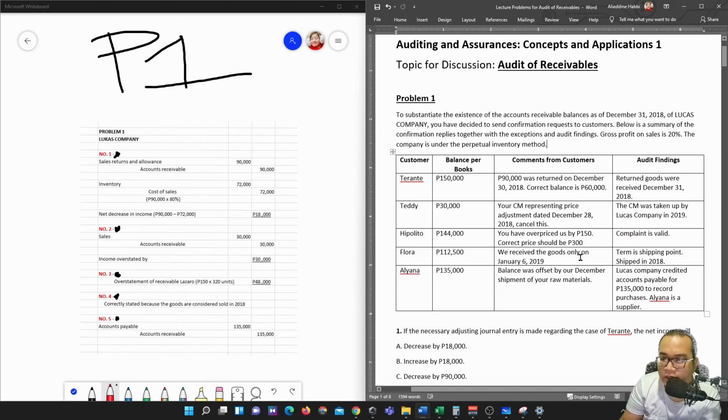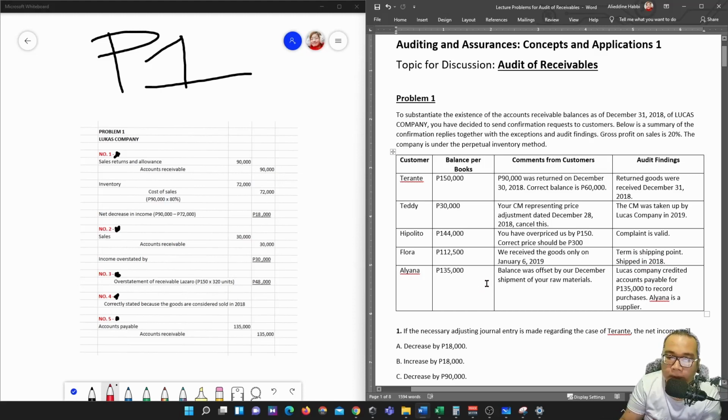Yeah. Flora, same. We received the goods only on January 6, 2019. So sinasabi ni Flora, hindi yan pang 2018, pang 2019 yan kasi na-receive lang namin January 6, 2019. Pero nung tinignan mo audit findings, the term is shipping point. So it was shipped on 2018. So anong maintindihan mo diyan? Basically, for you, the goods were already transferred, kahit na-receive ni Flora by 2019 pa, or kahit na-receive niya na on the next reporting period. Pero para sa'yo, para kay Lucas, na-transfer na ang ownership ng goods kasi nga shipping point. And it was shipped in 2018.